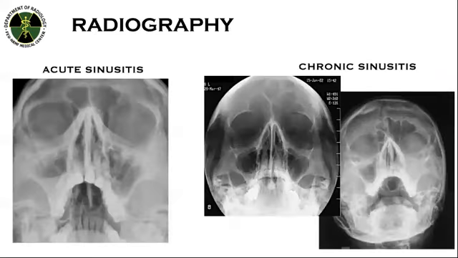So this is an example, X-ray of the acute sinusitis and chronic sinusitis. So in acute sinusitis, you can see in here, in the right maxillary sinus, that there is air fluid leveling, which is a sign of your acute sinusitis. And in chronic sinusitis, there is mucoperiosteal thickening and osseous thickening of the sinus wall. So this is your Waters view, which is best in the evaluation of your maxillary sinuses.